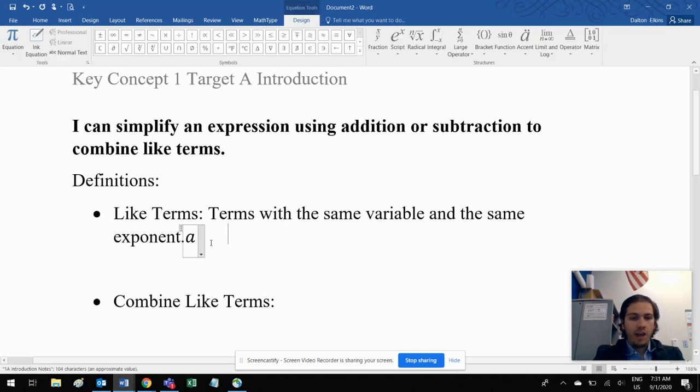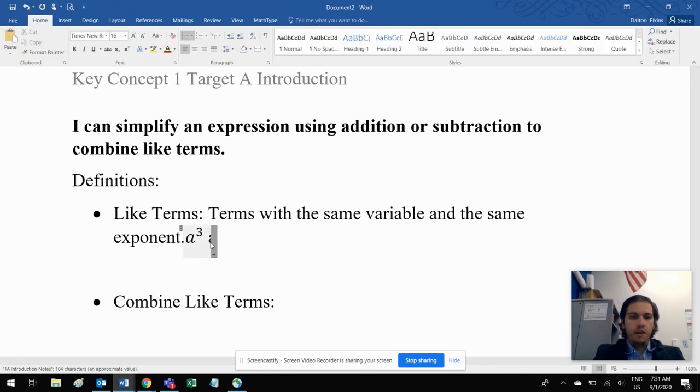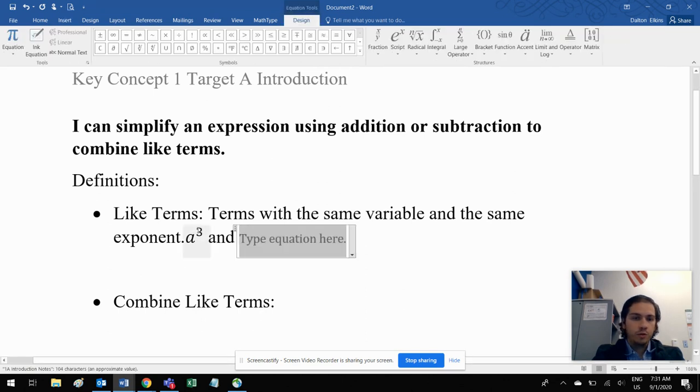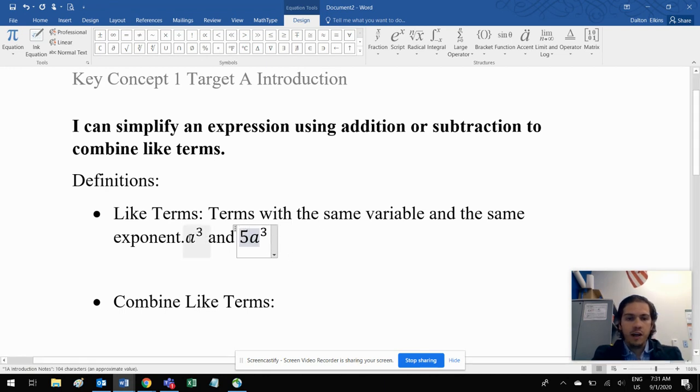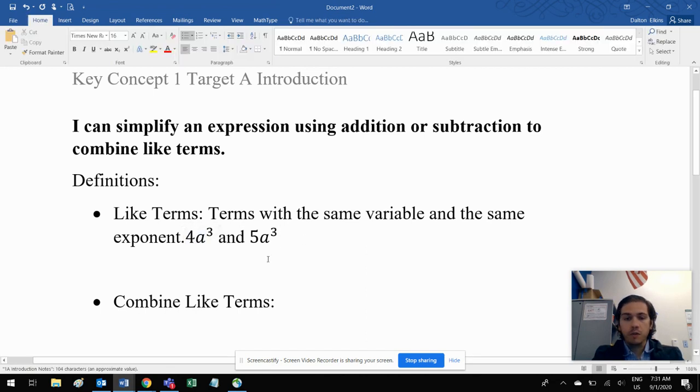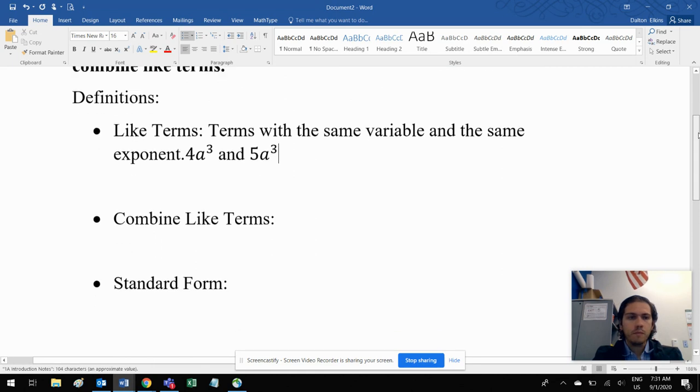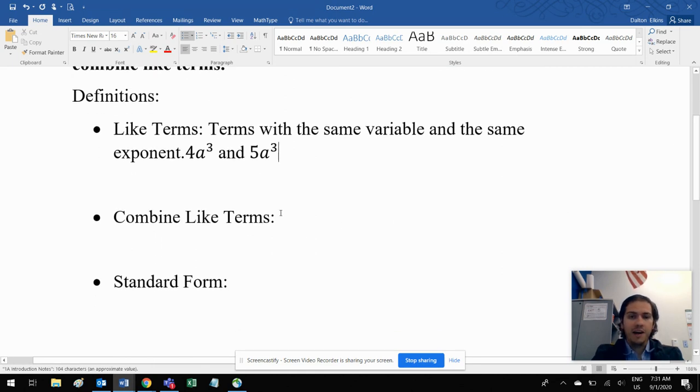So for example, if I have a to the power 3, it has to be the same variable, which would be a, and it has to have the same exponent, 3. So let's say this was 5a to the power 3 and then 4a to the power 3. These are like terms. Same variables, a, same exponents, 3. So the 5 and the 4, the coefficients, don't really matter here. They will matter when we talk about combining like terms.